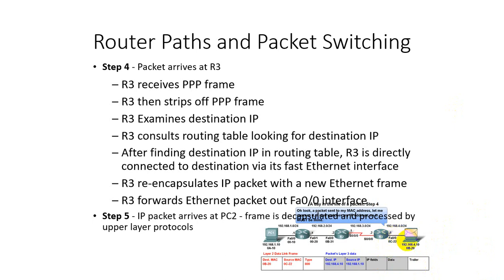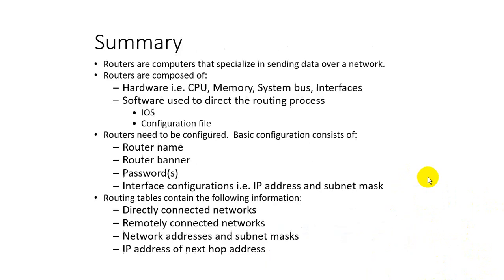So step 5 would be the IP packet arrives at PC2. The frame is decapsulated and processed by the upper layer protocols. So whatever the upper layer protocols are, like application or session protocols, it will be processed. So let's talk about the summary. Routers are computers that specialize in sending data over a network. So a router is a kind of computer that will send packets over a network.